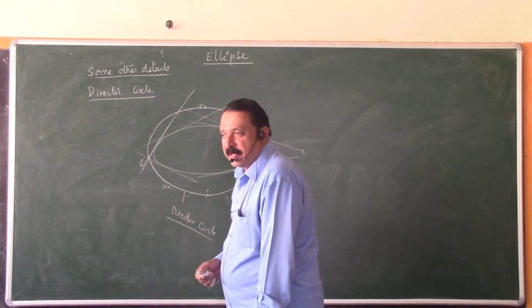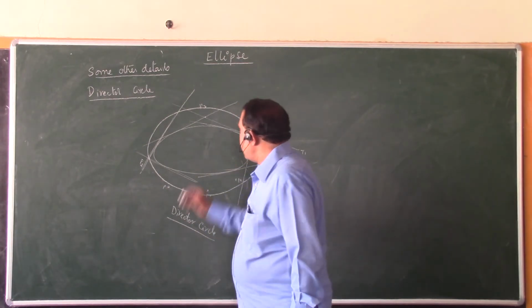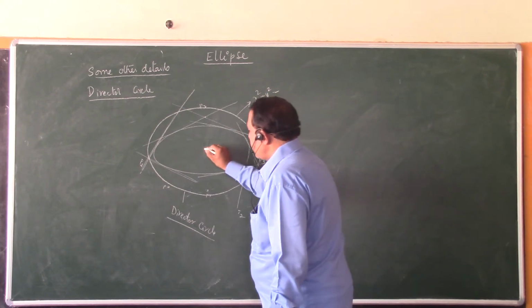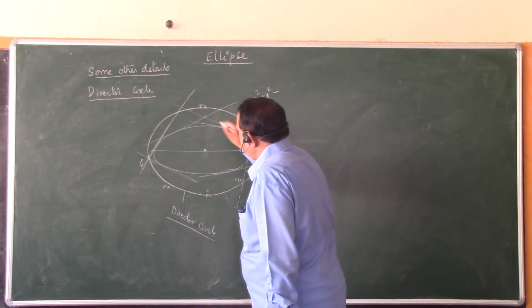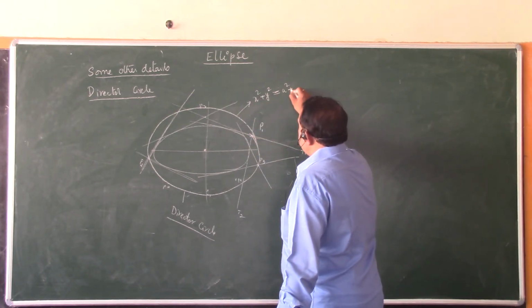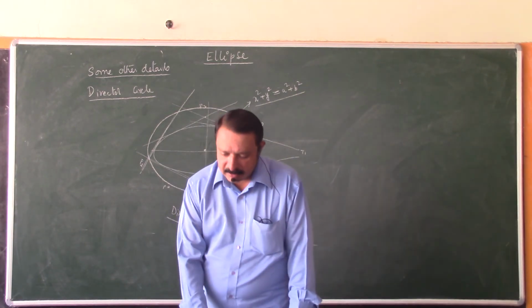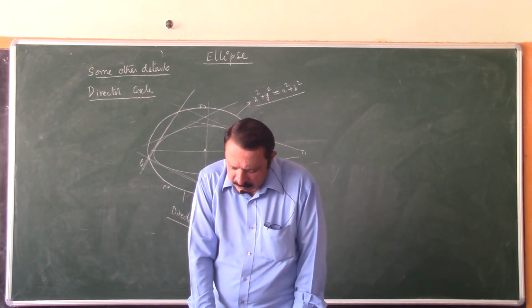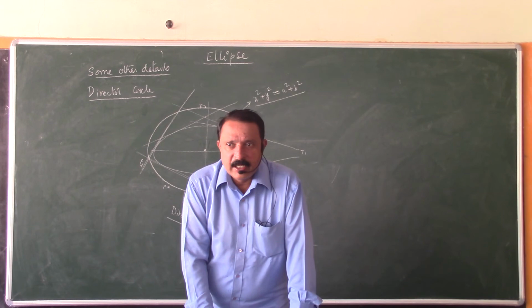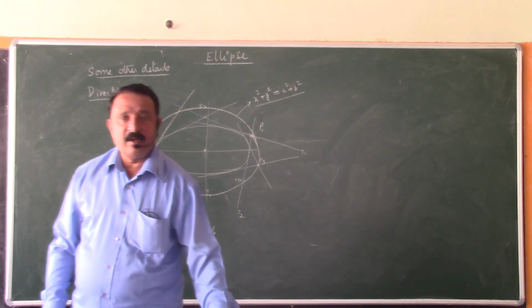The director circle of an ellipse is the locus of the point of intersection of perpendicular tangents, and the equation of the director circle is x square plus y square, because the director circle also has its center at the origin. X square plus y square is equal to a square plus b square. X square plus y square is equal to a square plus b square is the equation of the director circle of the ellipse.